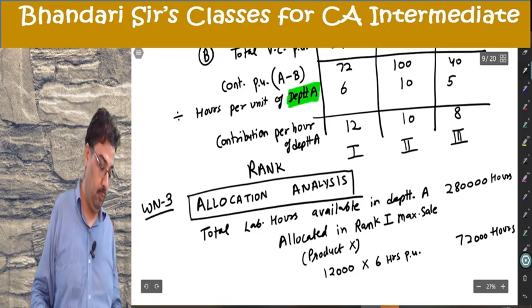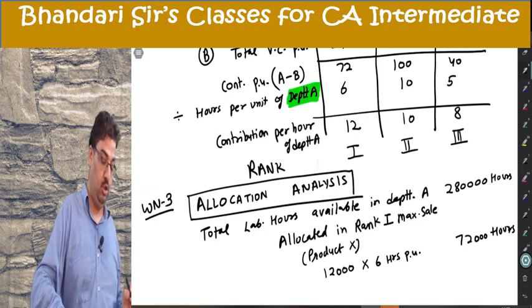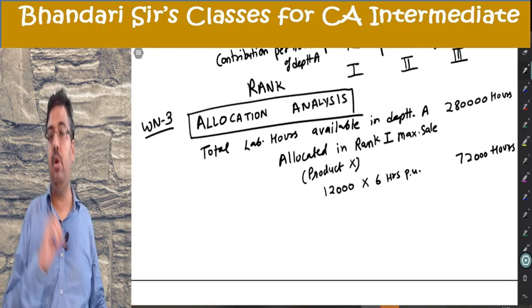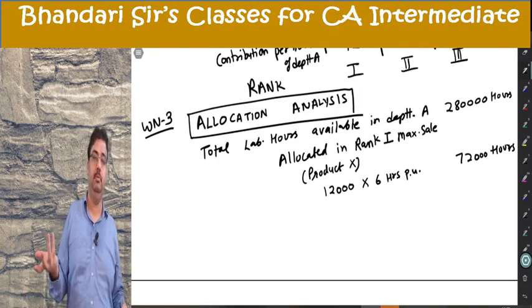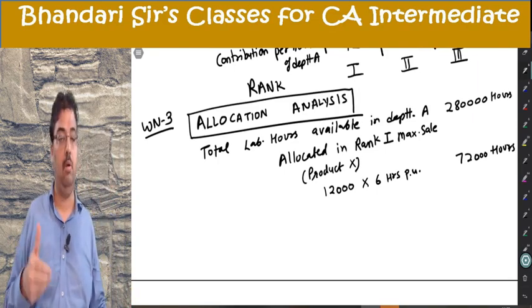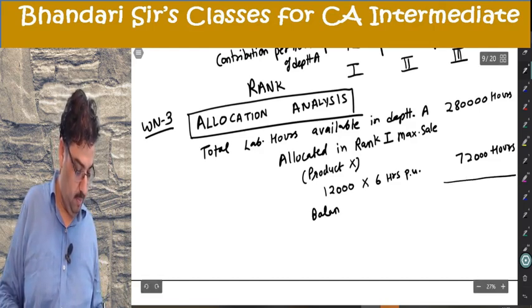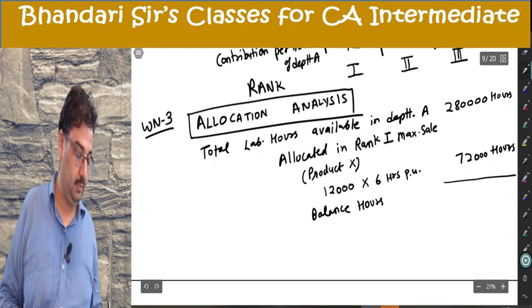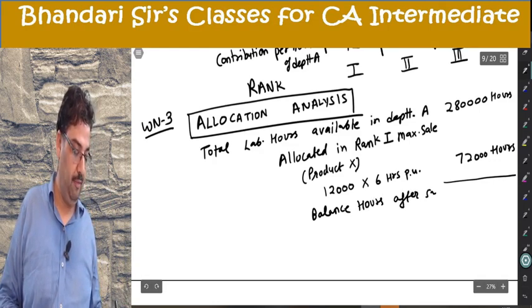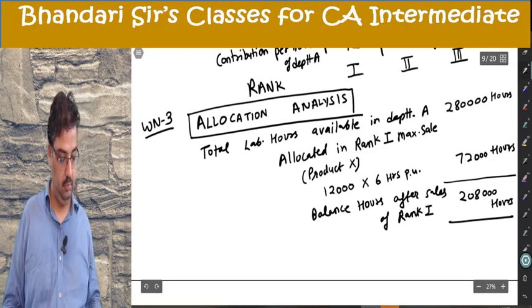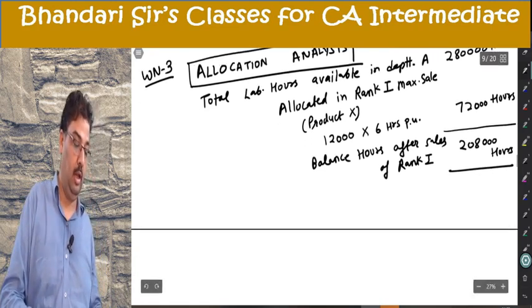Don't look at the past. We want to make maximum sale. There is no minimum sale requirement in this particular question. Otherwise, I would have started with the minimum of whatever product. I would have made the minimum commitment, but not here. Here it is only maximum. Balance hours after sales of rank 1: 2,08,000 hours. This is rank 1 analysis.